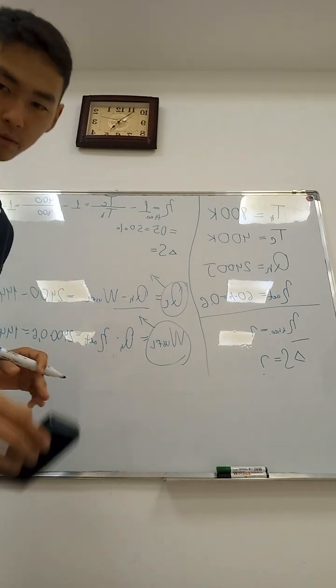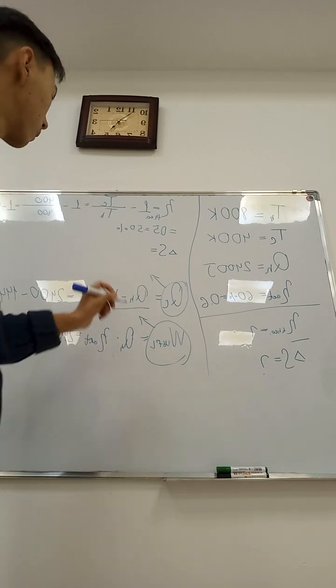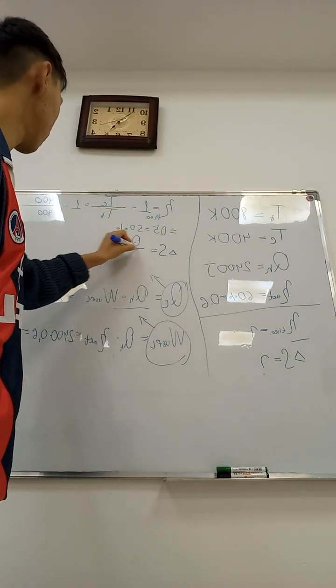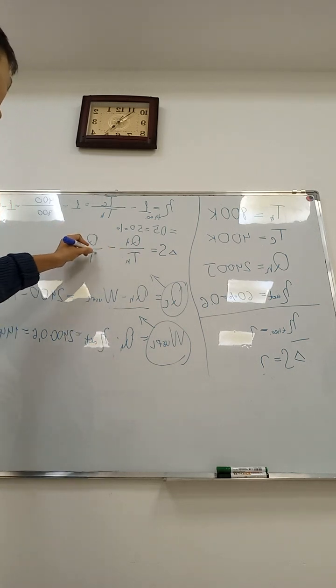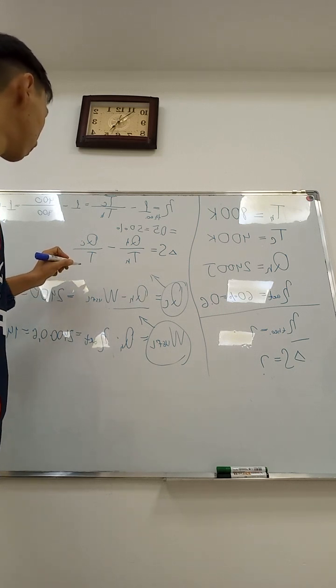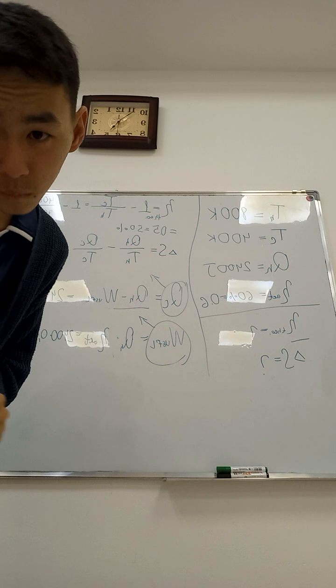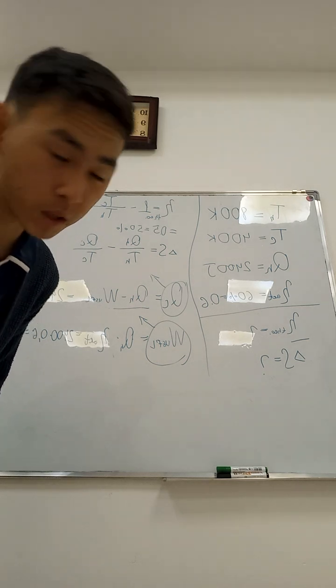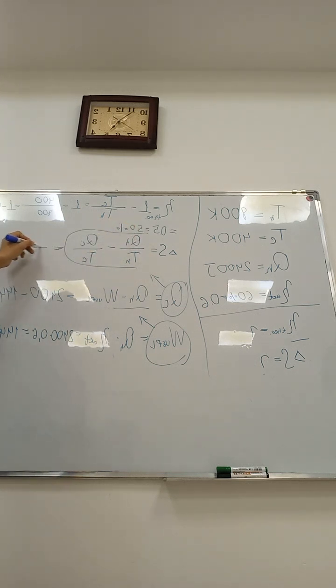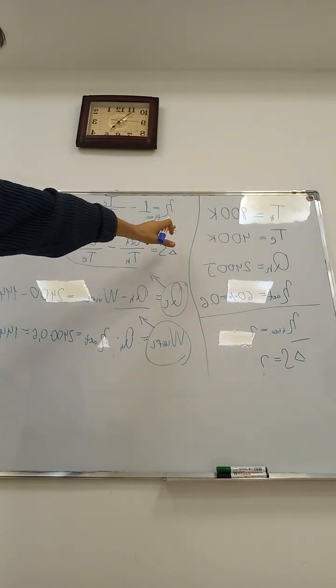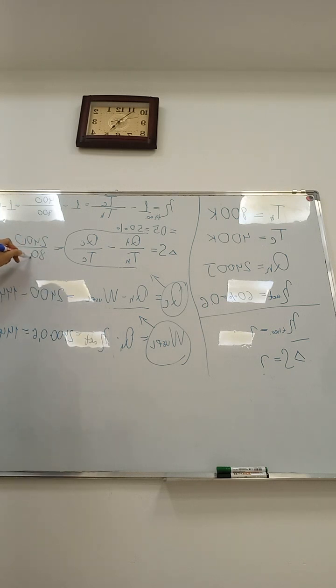The actual formula is Q hot divided by T hot minus Q cold divided by T cold. Am I correct? Yes, it's the final formula. We put in the values: 2400 and T hot, which we know is 800 kelvins. And also Q cold, which we just found.